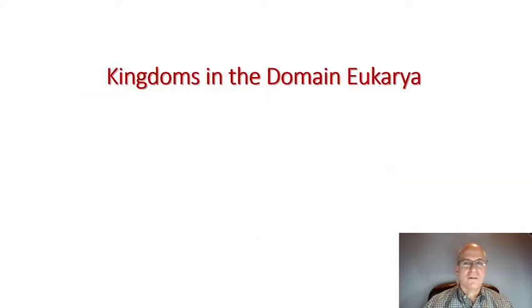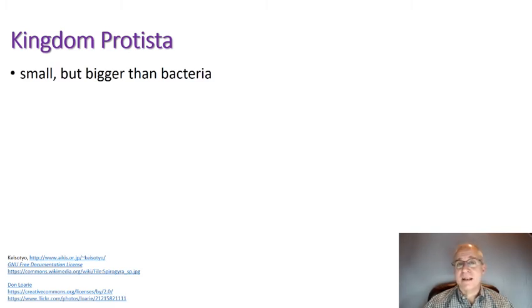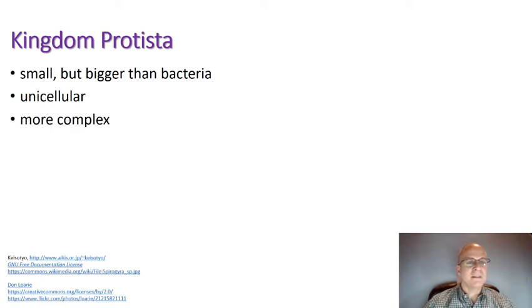So let's talk in greater depth about kingdoms in the domain Eukarya. So kingdom Protista, these represent small organisms, but they're bigger than bacteria and they're going to have a true nucleus. They're unicellular, or some of them can be colonial, which means you have a bunch of them maybe living together, but they could be split apart pretty easily. But they are more complex than the bacteria are.